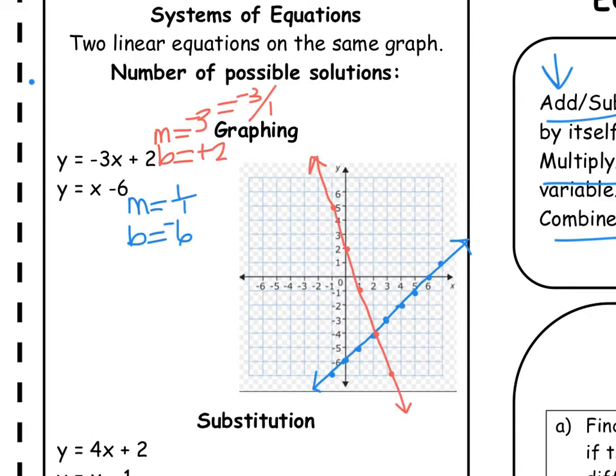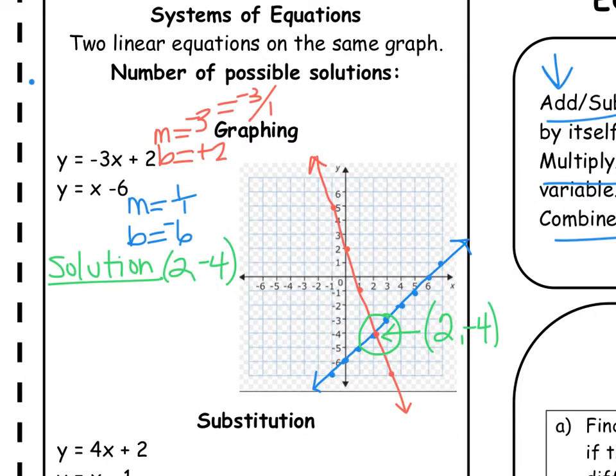We graph both these lines using the slope and the y-intercept. This y equals negative 3x plus 2 has a negative slope, so it has to go downhill, and y equals x minus 6 has a positive slope, so it goes uphill. So we're looking for the point of intersection of those graphs, and the point of intersection is right here. It is at the point 2, negative 4. So our solution to this system of equations is 2, negative 4.